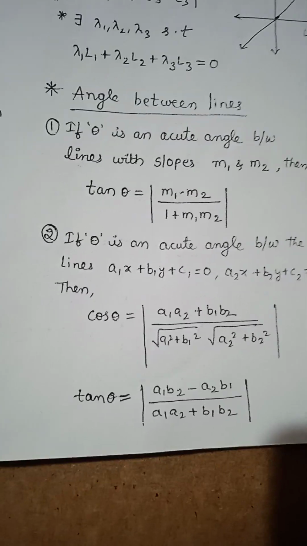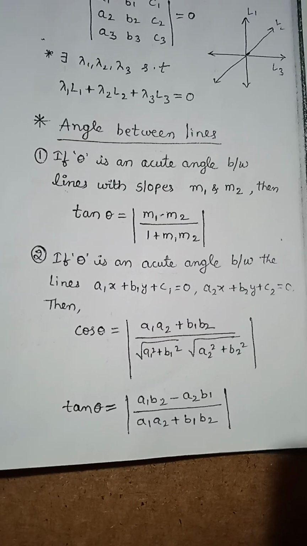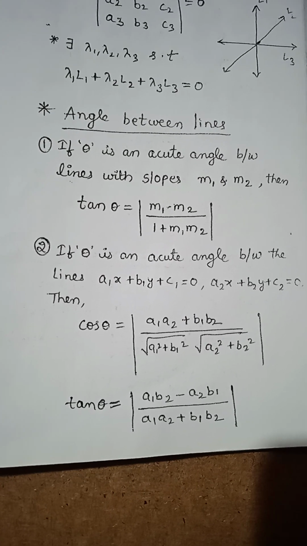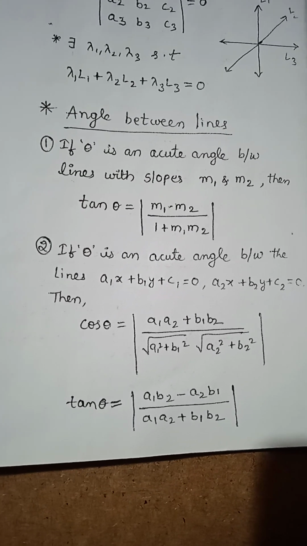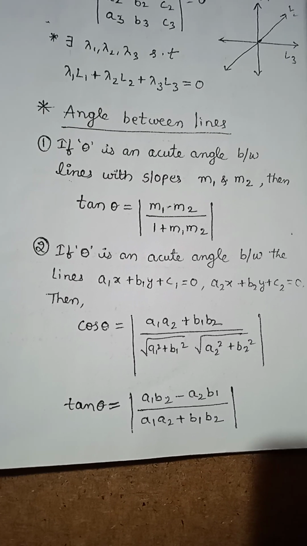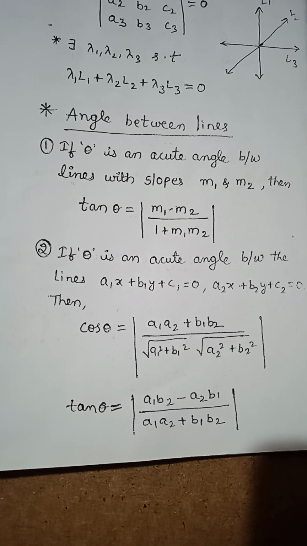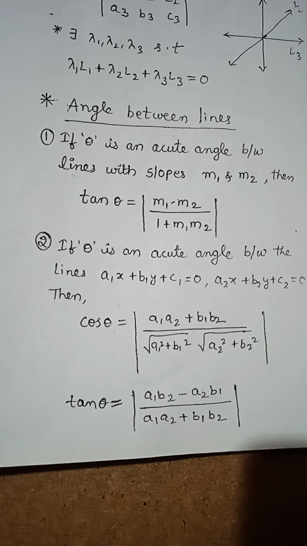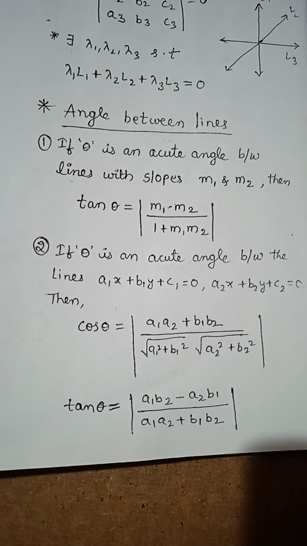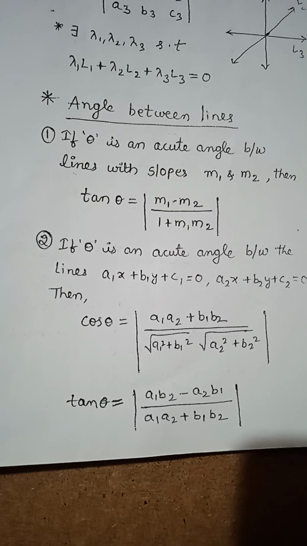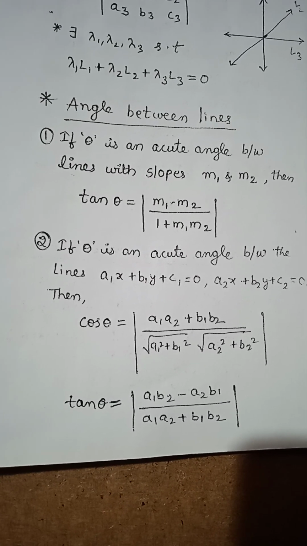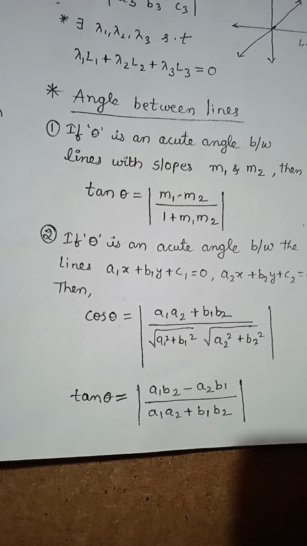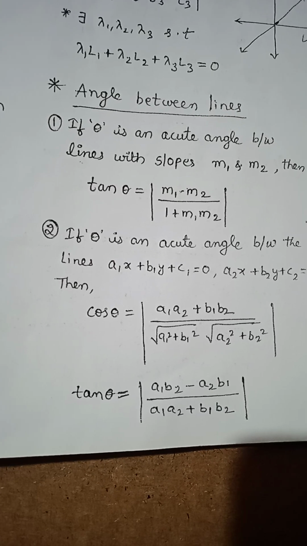If theta is the acute angle between the lines a1x plus b1y plus c1 equal to 0, a2x plus b2y plus c2 equal to 0, then cos theta equal to mod of a1 a2 plus b1 b2 over root over a1 square plus b1 square into root over a2 square plus b2 square. Tan theta equal to a1 b2 minus a2 b1 by a1 a2 plus b1 b2.